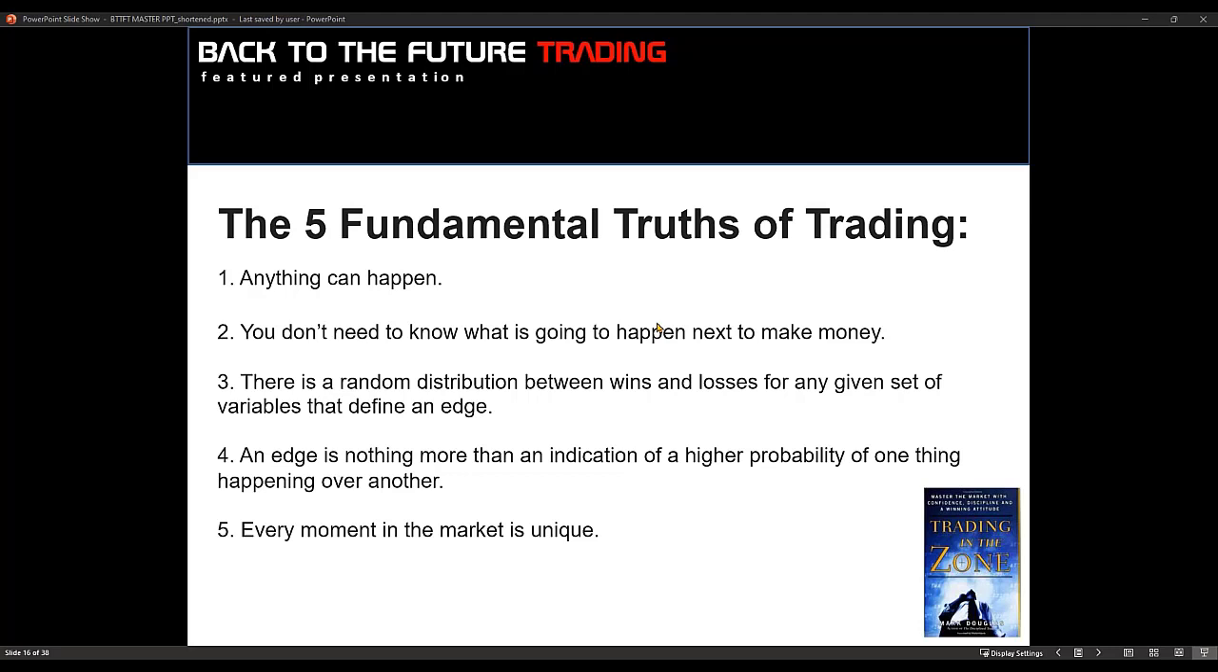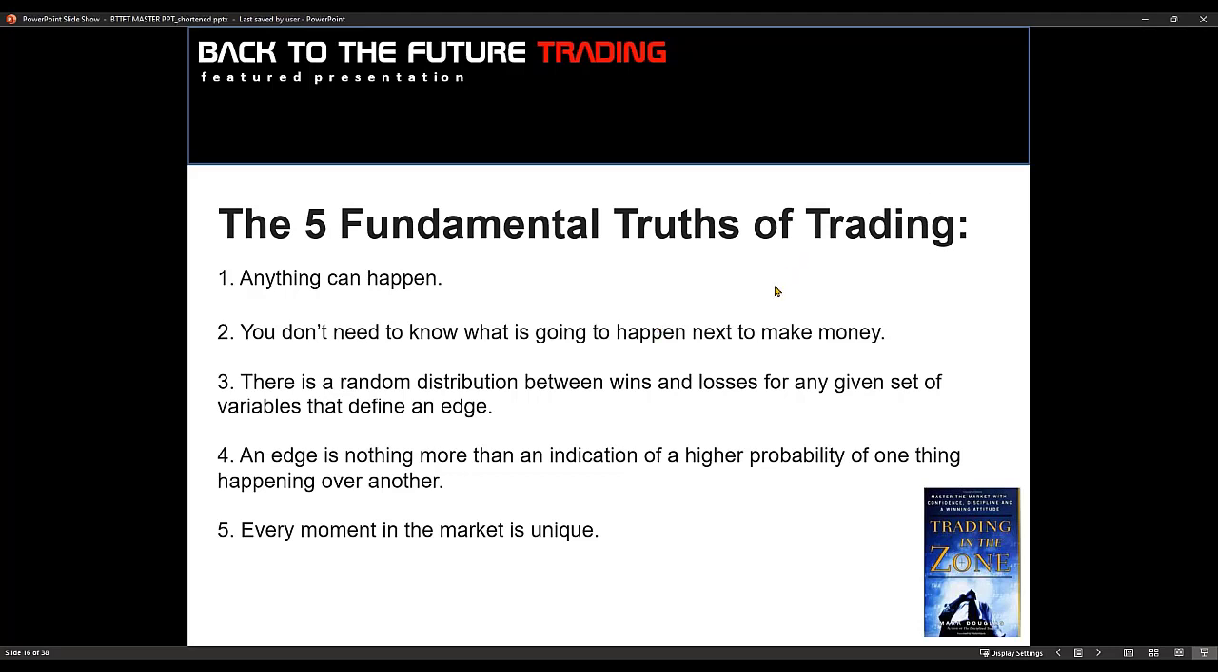There's a random distribution between wins and losses for any given set of variables that define an edge. An edge is nothing more than an indication of a higher probability of one thing happening over another. There was a bottom right there. It's got to get through that bottom. Every moment in the market is unique. What if we lose money? Well, then we lose money. Did I stick to the rules?